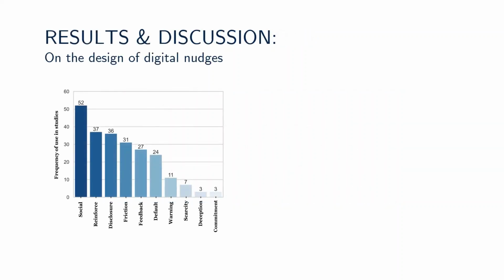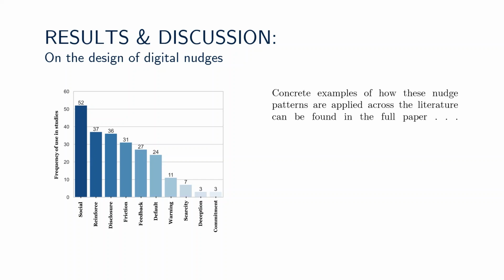We'll now take a look at some of the results, and I'll try to point out some relevant future research questions that we discuss in the full paper. Here we're looking at how digital nudges are distributed across these 10 patterns in a bar chart. The full paper contains more concrete examples of how these nudges are applied in practice.